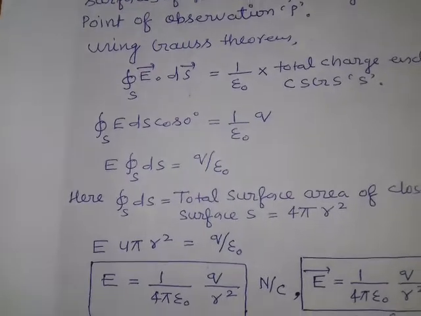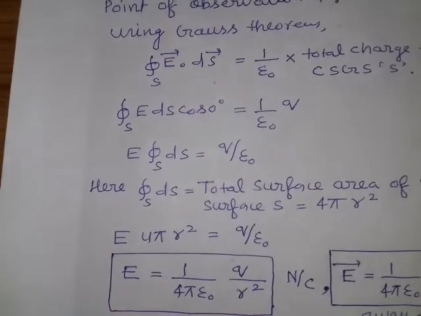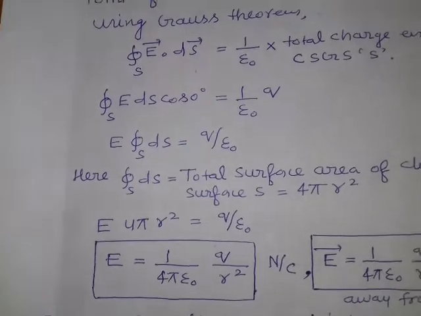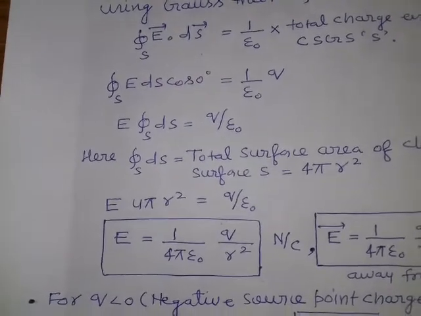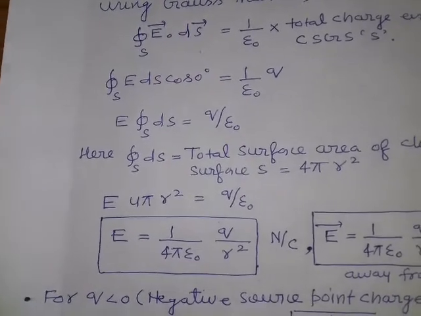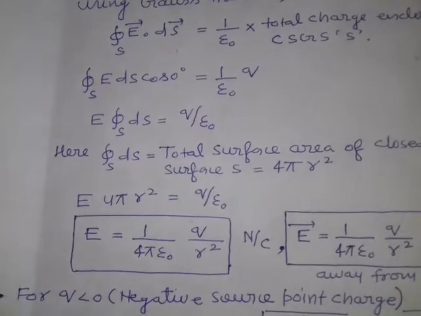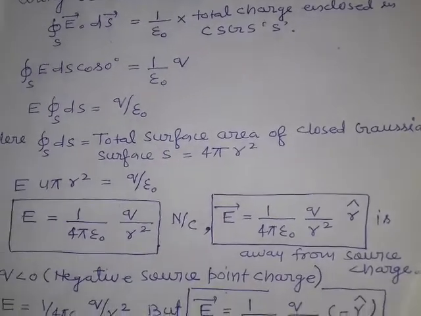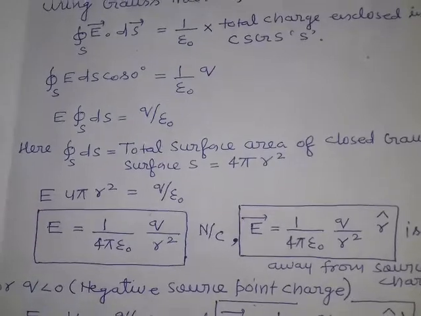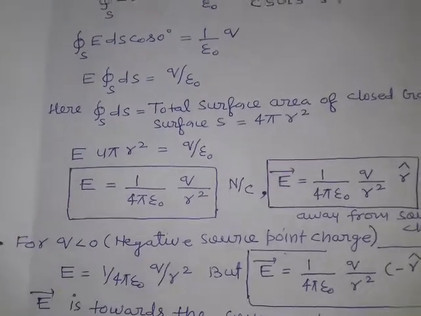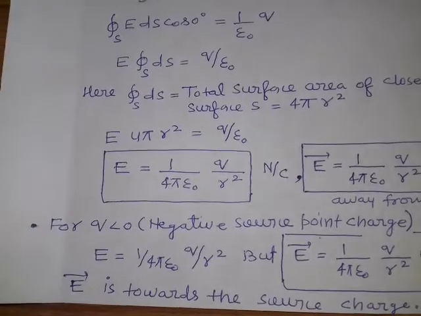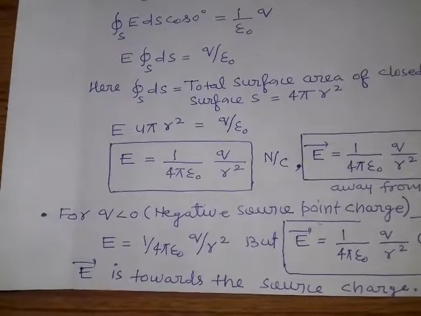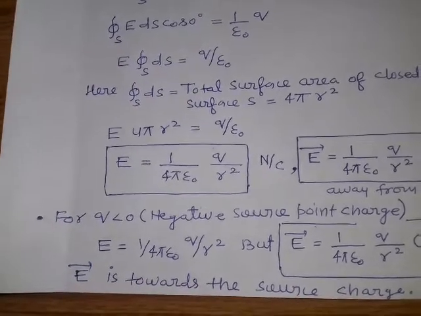Okay, so we take out the E, so E integration over the closed surface dS is equal to q upon epsilon naught. Here the integration of dS over the closed spherical Gaussian surface is mathematically the total surface area S, which is 4 pi r square. Put the value of this, we have E 4 pi r square is equal to q upon epsilon naught. E is equal to 1 upon 4 pi epsilon naught q upon r square Newton per Coulomb.